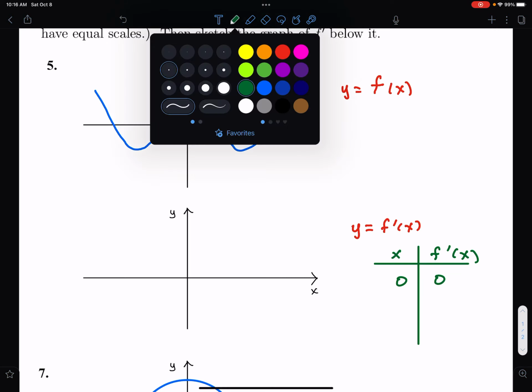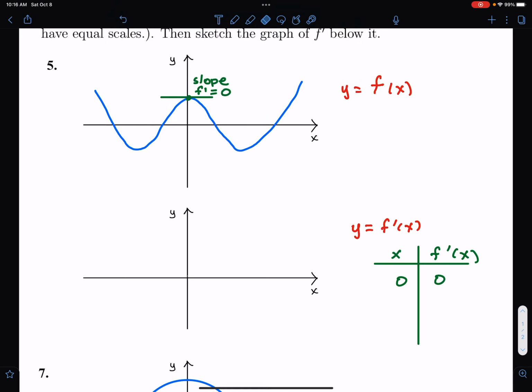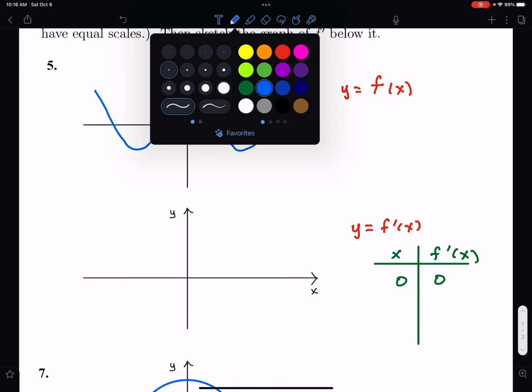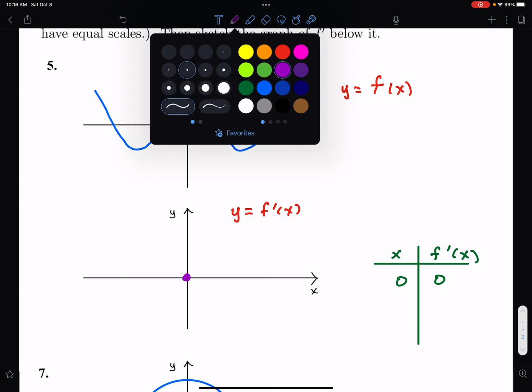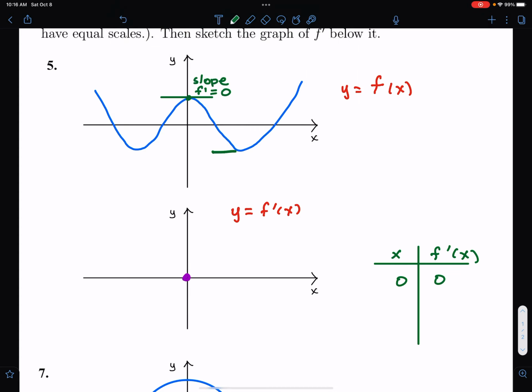I come and plot a point there, except I accidentally erased everything. Hold on. I come down here and plot a point. That is the point x is 0, f prime is 0, because this is the graph of f prime. Now I'm going to go all the way over here to another place where I see that the tangent line is horizontal, and therefore the slope is 0. I'm going to say that f prime is 0.